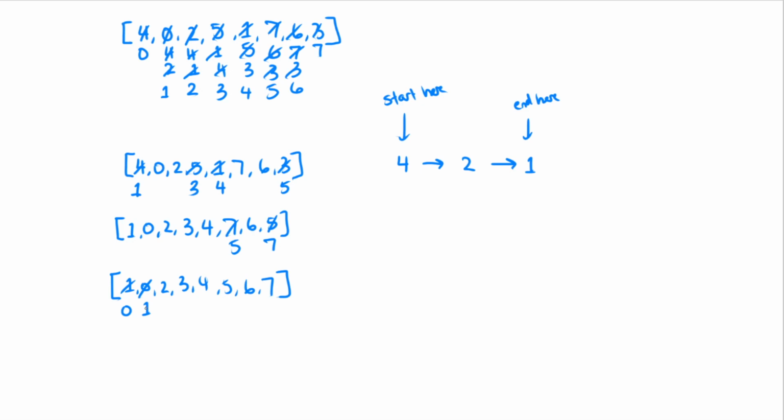2 is greater than 1, so we don't swap, so we stop there. 3 is greater than 2, so we don't swap. 4 is greater than 3, don't swap. 5 is greater than 4, don't swap. 6 is greater than 5, don't swap. And 7 is greater than 6, don't swap. Right. And if you notice here, we actually did far fewer checks than we did up here, right?